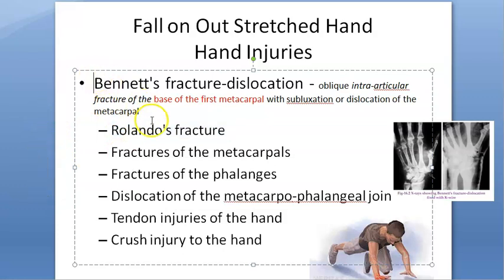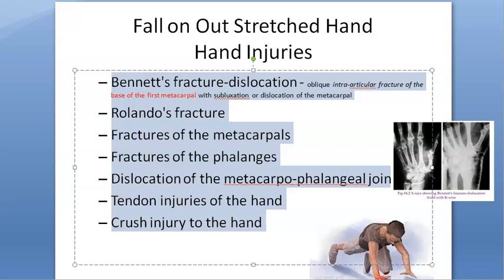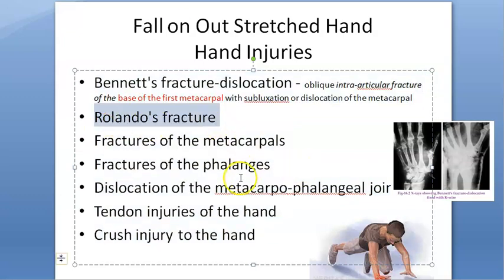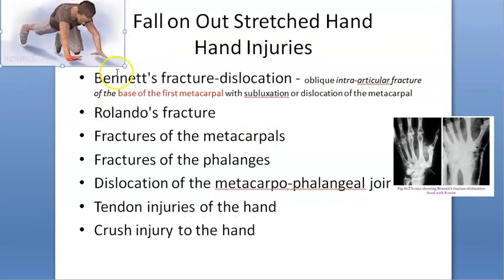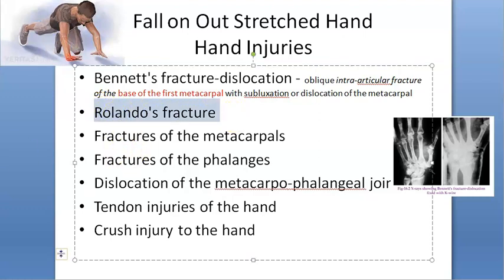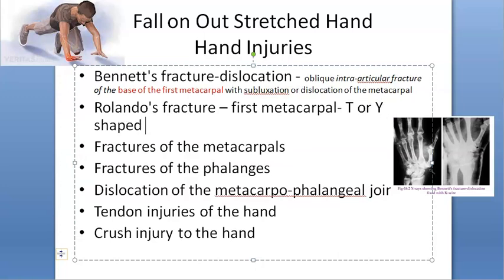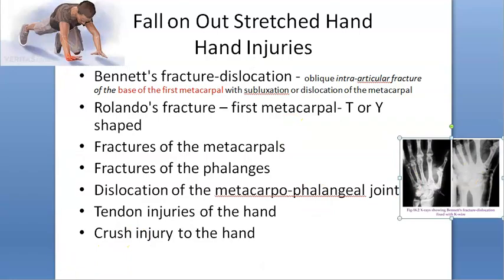Then after this, what do you have? You have Rolando's fracture. What is this Rolando's fracture? So very difficult to say don't fall on your outstretched hand because you are protecting yourself. But if you are going to fall, what are the things that will happen? Rolando's fracture, complete articular T or Y-shaped fracture of the first metacarpal. Again, here also same thing only, first metacarpal only. This is T or Y shaped.